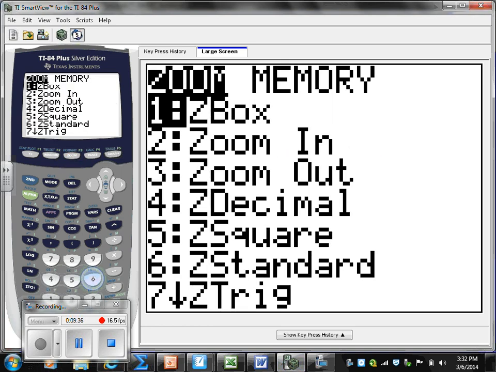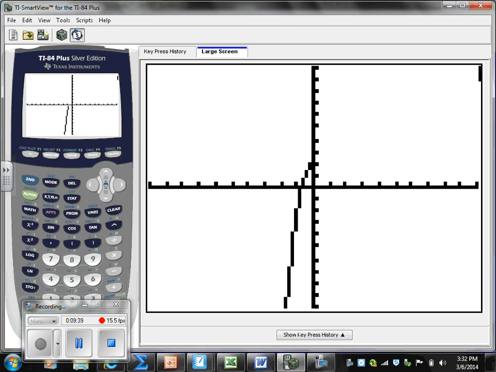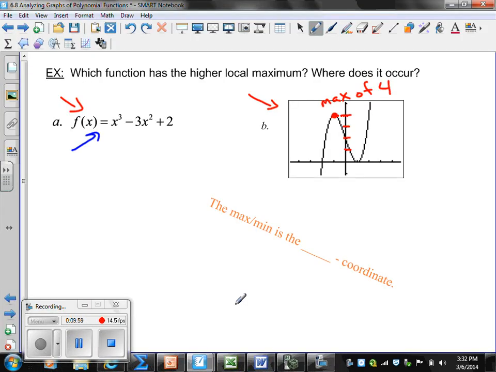Hopefully it actually comes up here. Here it goes. And let's see, where's my maximum? Well, there it is. I've located it. What's the y coordinate of it? Well, 1, 2, it looks like. This has a max of 2. So I'm going to get rid of this and go back to my other screen here. So this had a max of 2, as opposed to my max of 4. So it looks like the graph has the higher maximum.